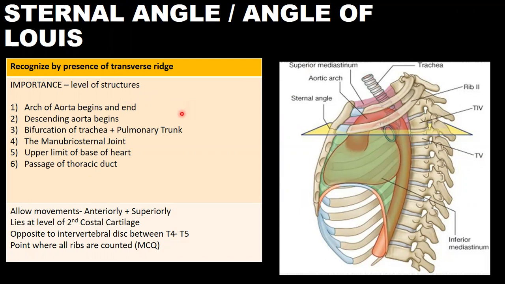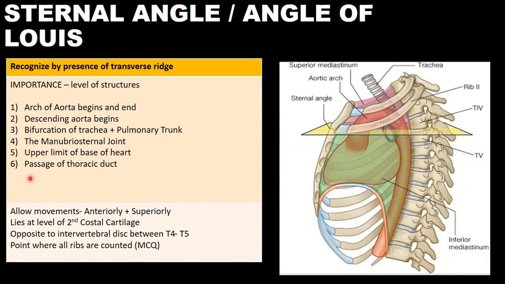When we talk about the sternal angle, it is also known as the angle of Louis or the manubriosternal junction. It is basically the articulation of the manubrium with the body of the sternum. This angle can be recognized by the presence of a transverse ridge on the anterior aspect. The thing you need to remember in the sternal angle is its importance. The sternal angle is an important bony landmark for thoracic anatomy.